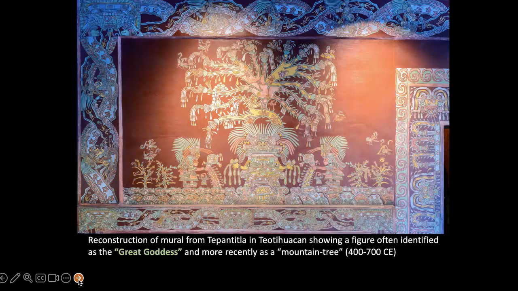Next up are the murals. So this is a reconstruction. The original obviously would not be in this kind of condition that you see here, but it's one of two murals found at what is known as Tepantitla in the palace ruins of Teotihuacan. And the central figure that you see here is known as the Great Goddess. And she's sometimes referred to as the mountain tree as well.